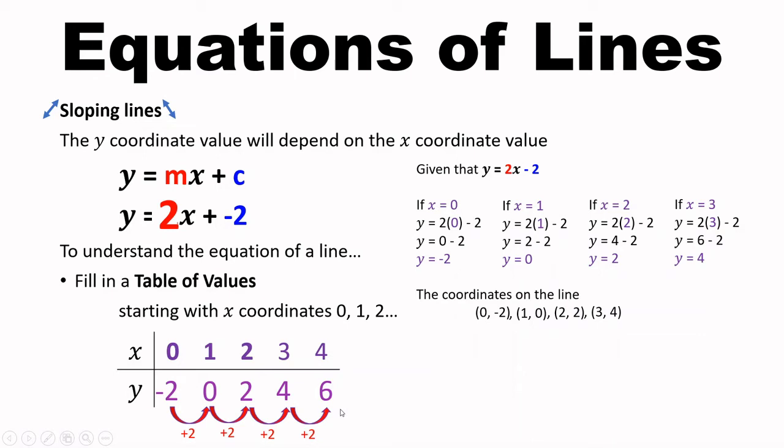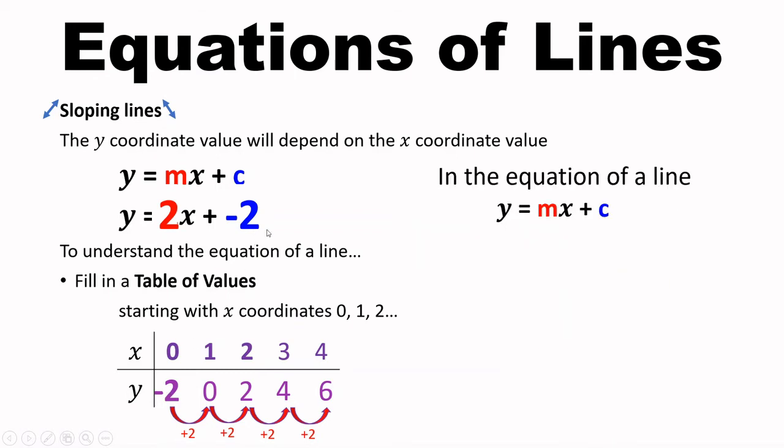But the 2's times table starts over here, 2, 4, 6. Why are we starting down here at negative 2? Well, that's got something to do with the c value here. If the c value is negative 2, that's the value that our table of values will start with: when x is equal to 0, y is equal to negative 2.